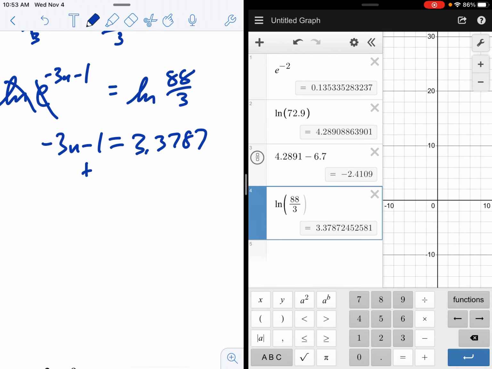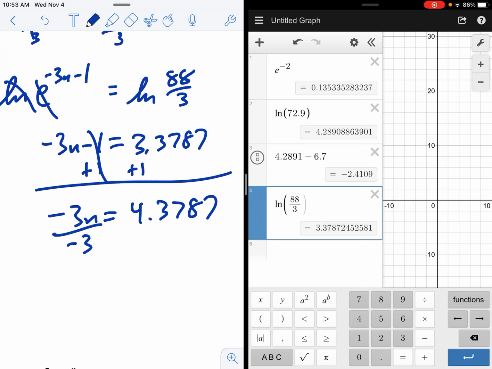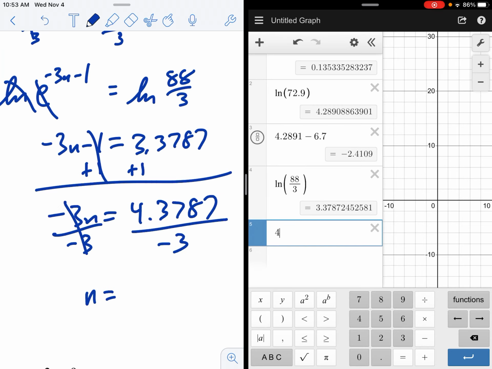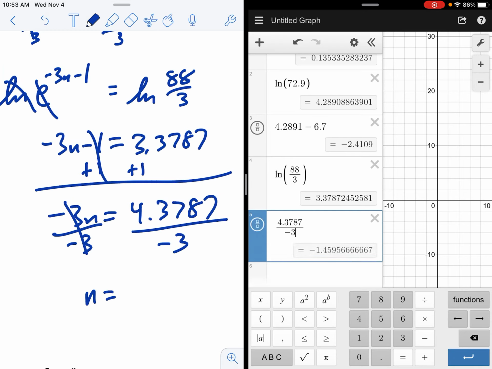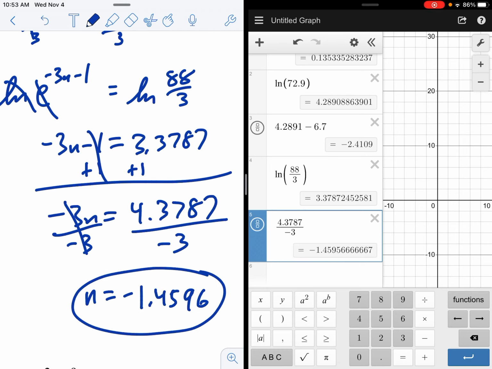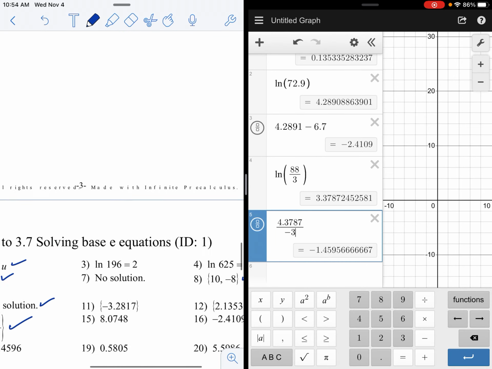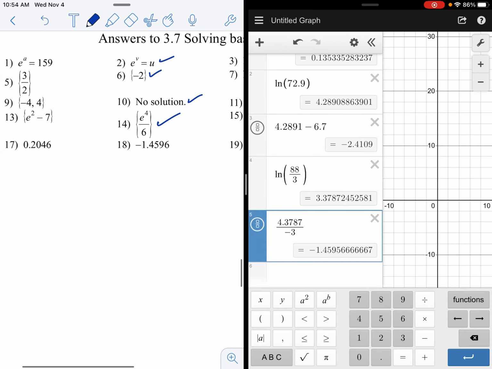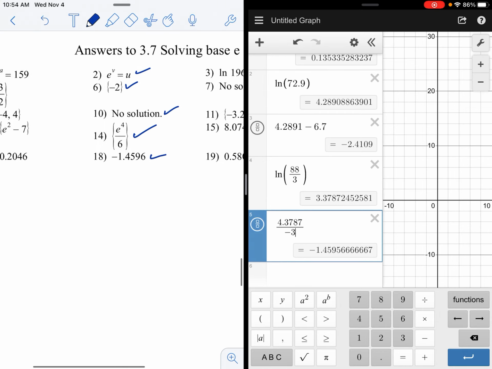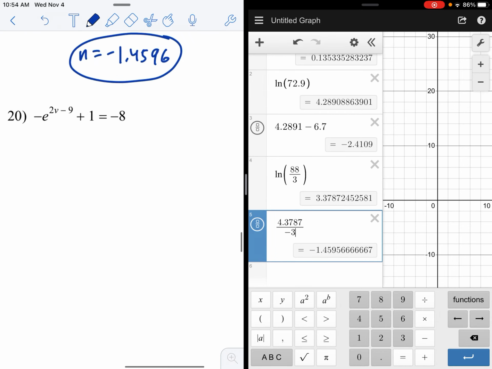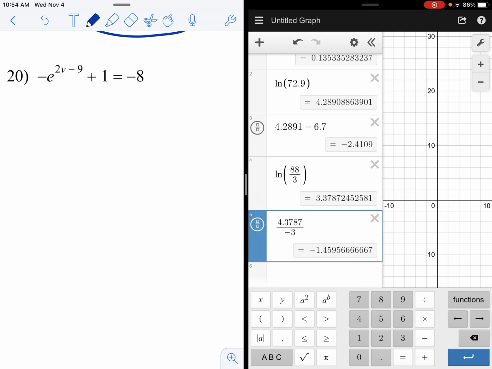And the rest is algebra. Add 1 to both sides. Negative 3n equals 4.3787. Divide by negative 3. N equals, and yeah, I need a calculator for that, 4.3787 divided by negative 3. Negative 1.4596 if I round correctly. Hopefully I did. Check number 18. And there it is. Hopefully you're seeing how this is done. You're picking up on it. One more, which I'll work through.